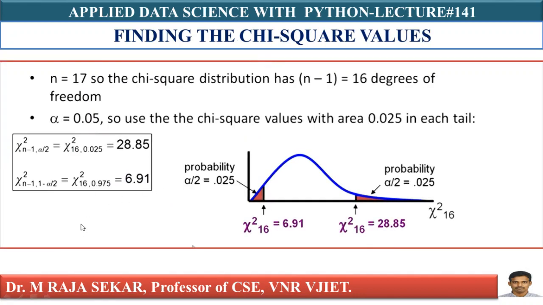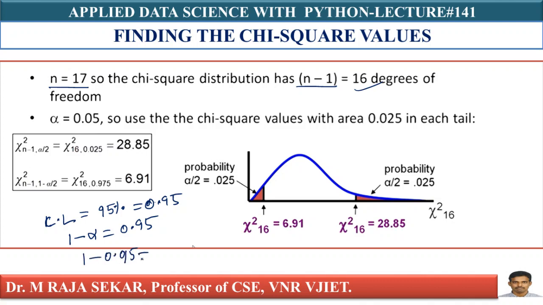As I told you, what is my formula? First we will try to calculate the chi-square values. N is 17, therefore n minus 1 degrees of freedom, 17 minus 1, is 16 degrees of freedom. I already discussed what degrees of freedom is. Your confidence level is 95%, that is 0.95. Confidence level is 1 minus alpha equal to 0.95, so alpha is 0.05, isn't it?